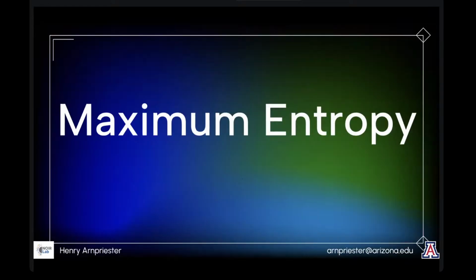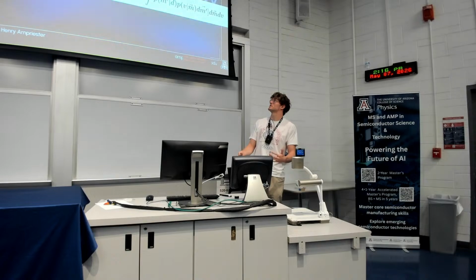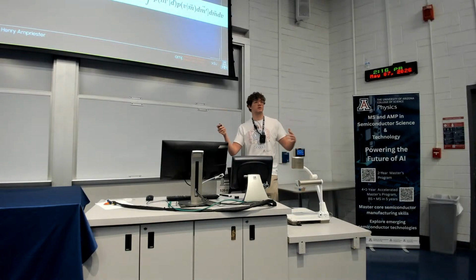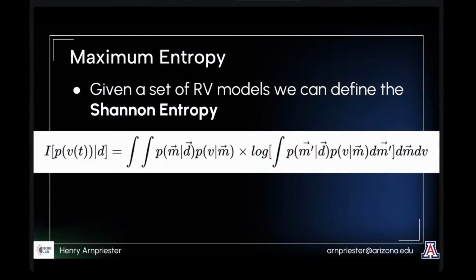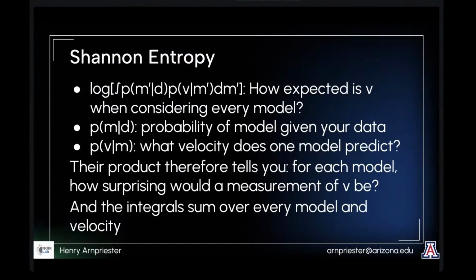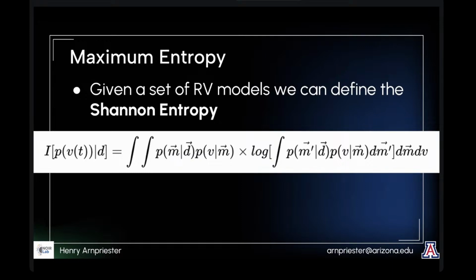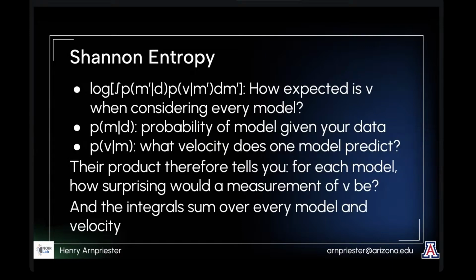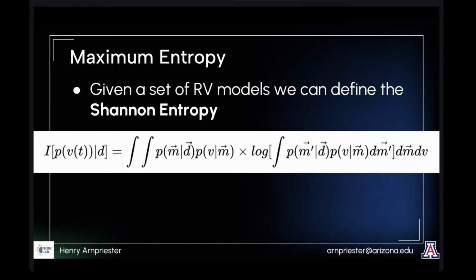So now with that set of RV models, we can move into the actual maximum entropy sampling. So we use this formula for what's called Shannon entropy. I'm going to break this down real quick. This is important. So essentially, this last term, this long term inside the nested integral, essentially says how expected is any velocity when you consider every model. So you sum over this dummy variable of models, and it returns a function of velocity for how unexpected that velocity would be relative to every model. Then you have this first PMT term, you can see that, this first PMT term.